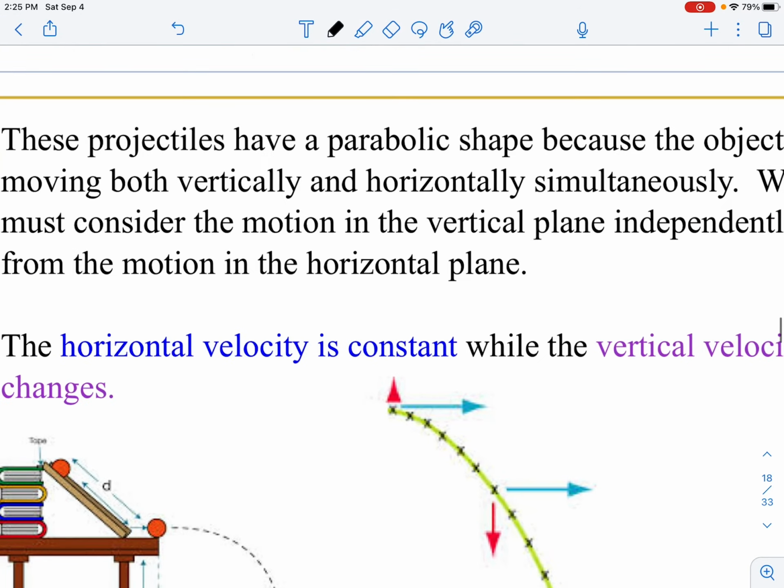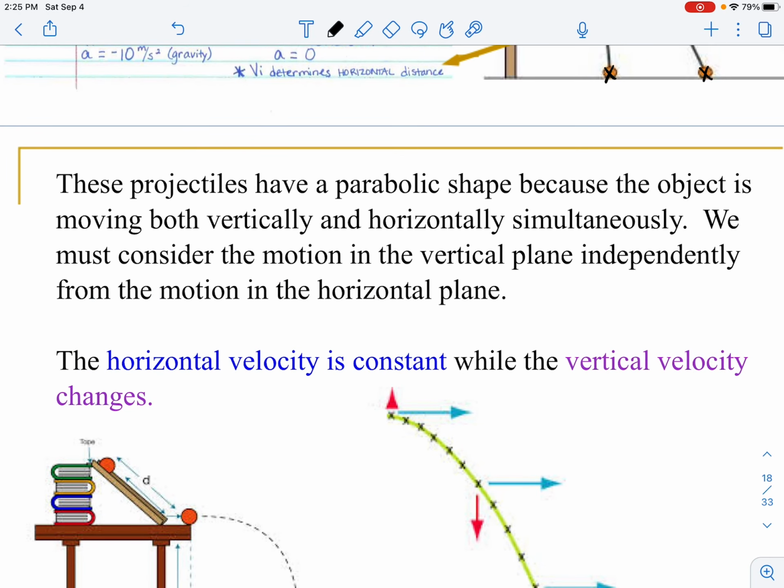All right, horizontal velocity is constant, vertical velocity changes. Horizontal velocity is constant. It does not change. It's always the same value. Once we know what that number is, it's the same value all the time.